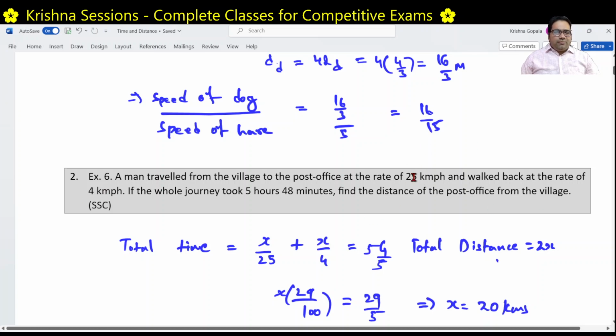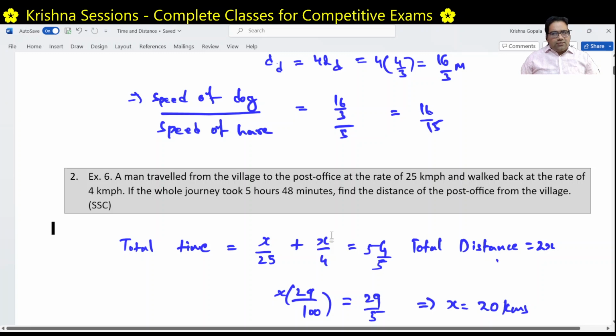What is the time taken for the forward? Let's assume x is the distance from the village to the post office. So for forward, it is taking distance by speed, x by 25 kilometers per hour. Okay, this is the time for forward. And what is the time for backward? He walked back at 4 kilometers per hour, right? So same distance, right? Forward distance is equal to backward distance, right? So x by 4, x kilometers distance and 4 kilometers per hour speed.